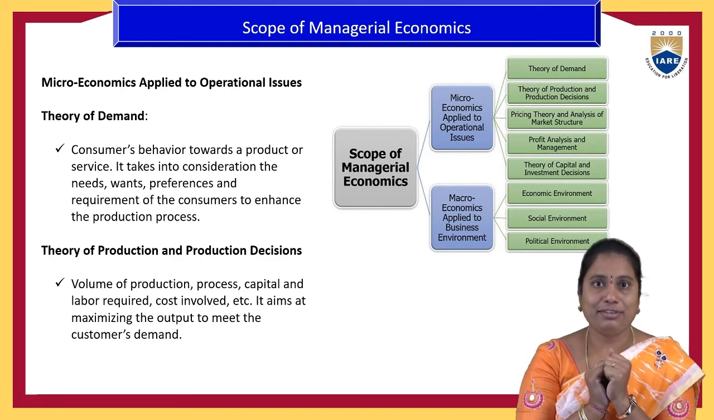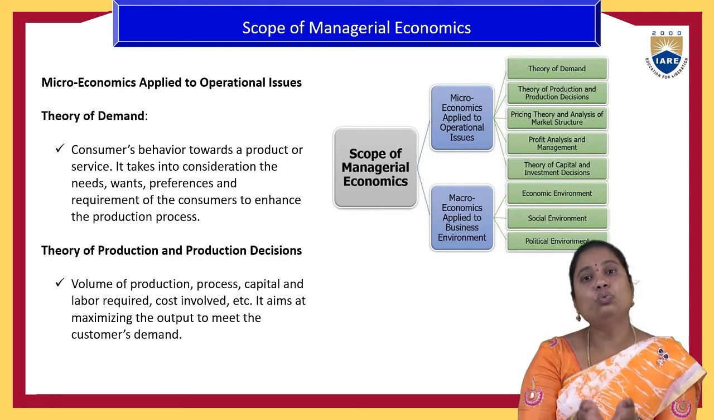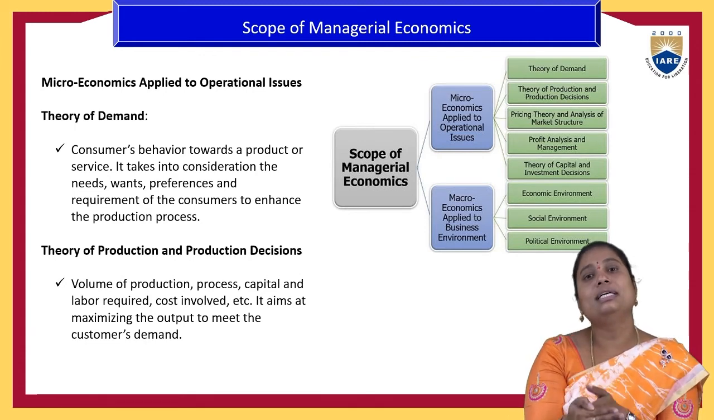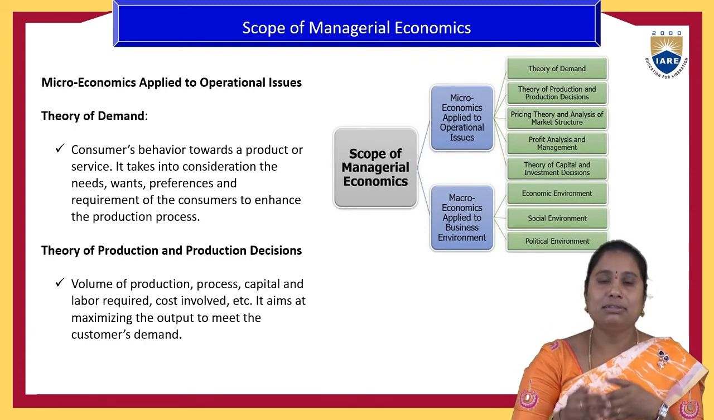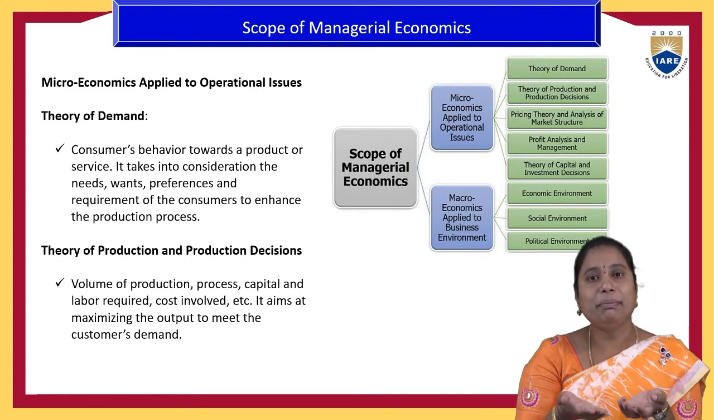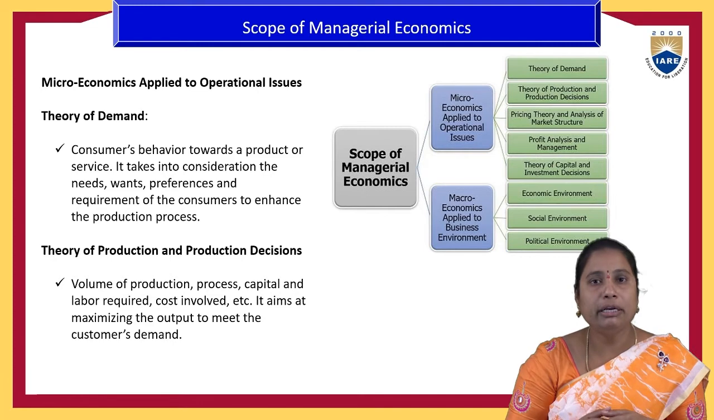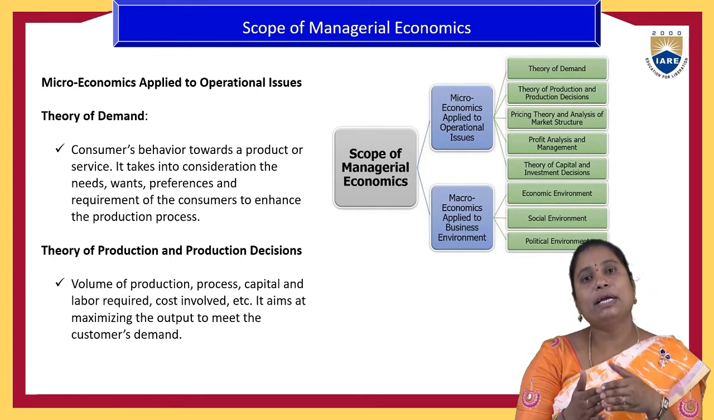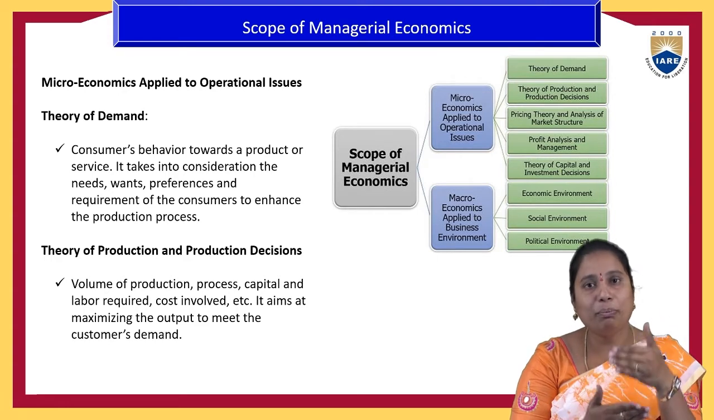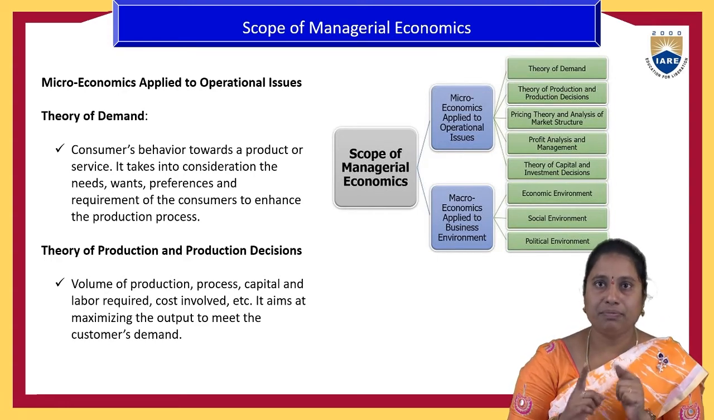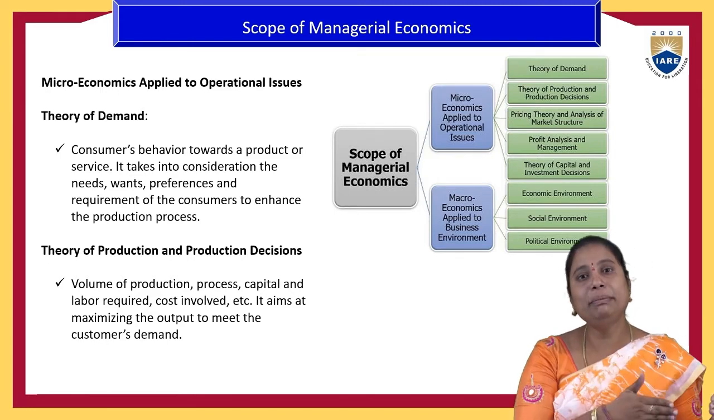the productional factors. So what it is saying is that the scope of managerial economics depends on the theory of demand. If the demand increases, then the production process will increase. If the demand reduces, then there will be no scope for productional activities. So managerial economics decisions depend mainly on the theory of demand. That's the first element.